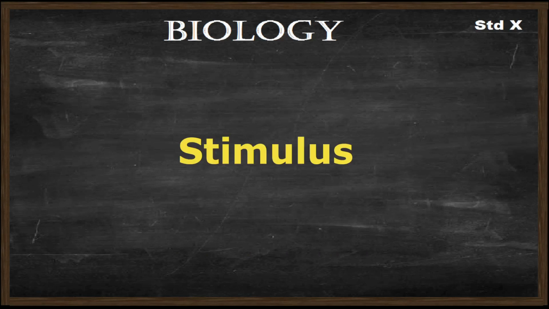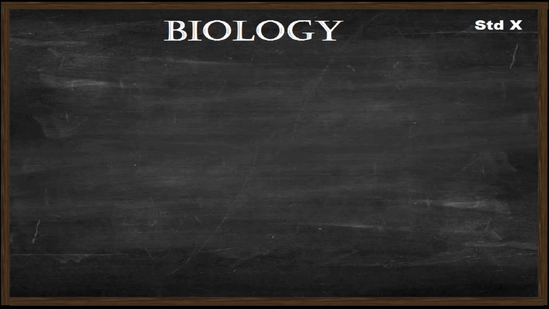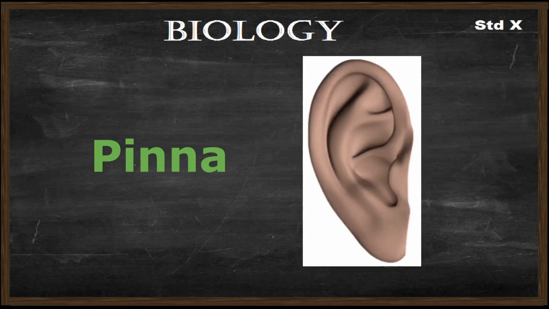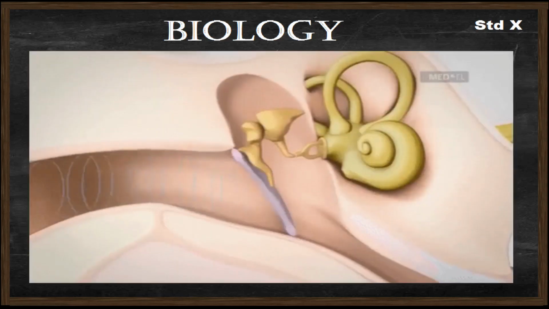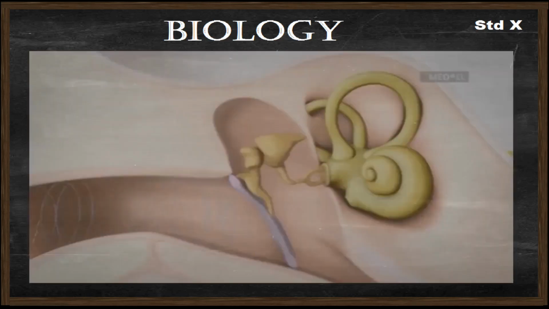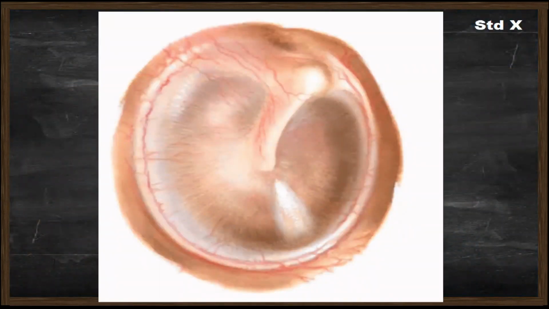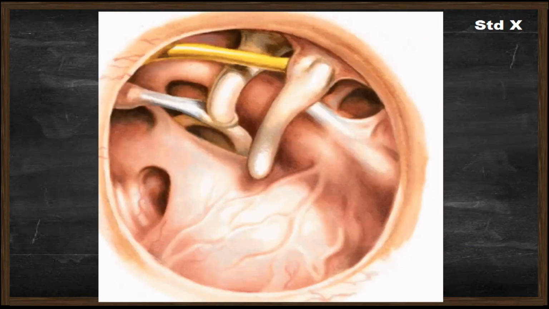So, which are the organs and what is the stimulus here? The stimulus is sound waves. And who is receiving the stimulus first? Yes, that is the pinna. The pinna receives the sound waves. Then it passes to the ear canal or auditory canal. From there, it reaches the tympanum. As you all know, the tympanum or eardrum is a stretch of membrane which vibrates in resonance with sound waves.